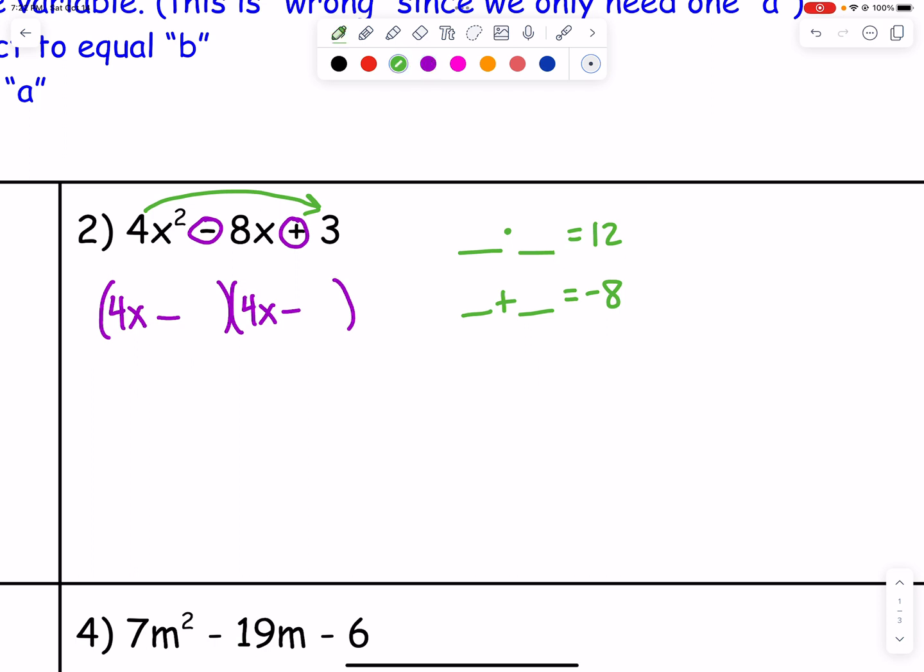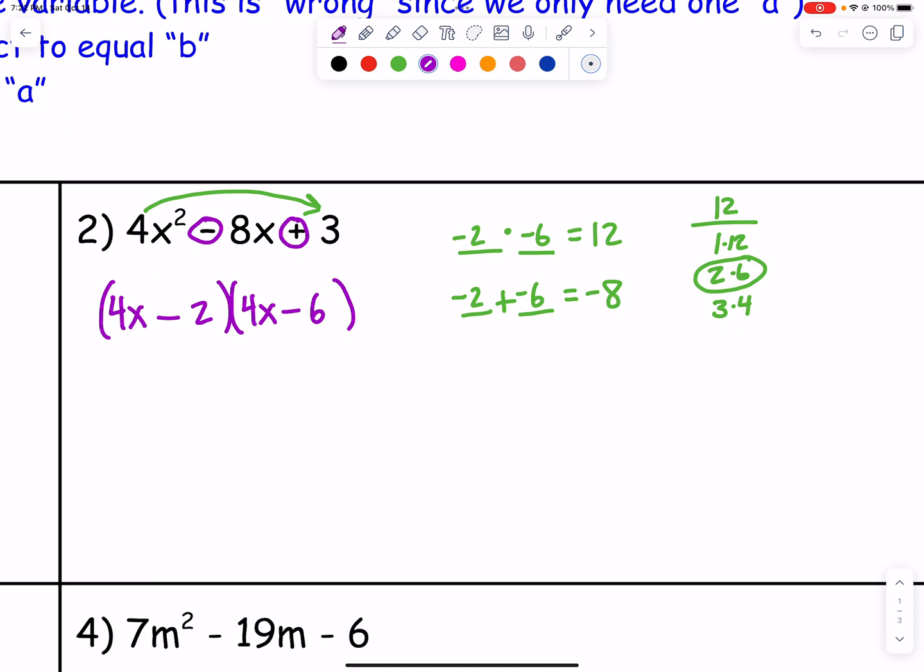And so we just need to focus on 12. What factors of 12 would help us to get 8? So we have 1 times 12, 2 times 6, and 3 times 4. So 2 and 6 would help us to get 12, and we know they both are going to need to be negative. So negative 2 plus negative 6 is negative 8, and negative 2 times negative 6 does give us positive 12. So let's put the 2 and the 6.